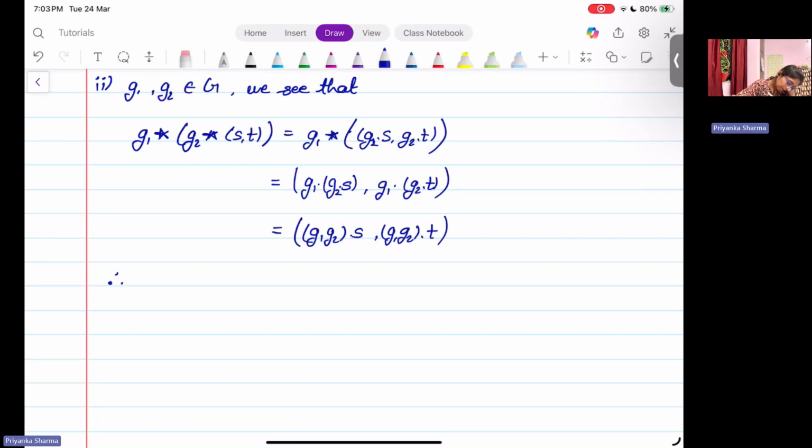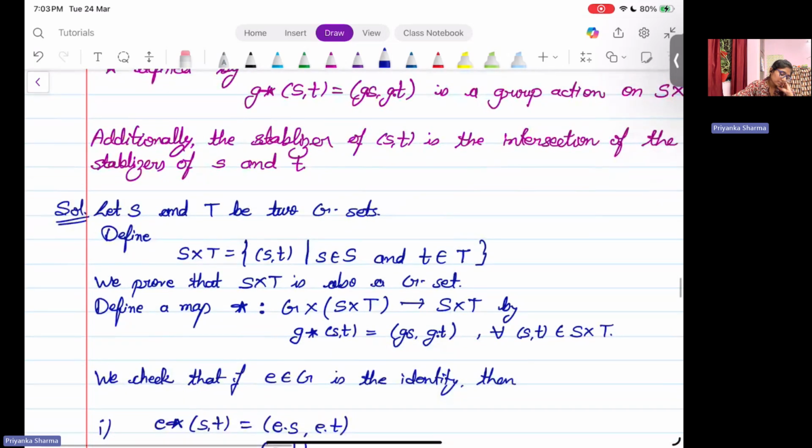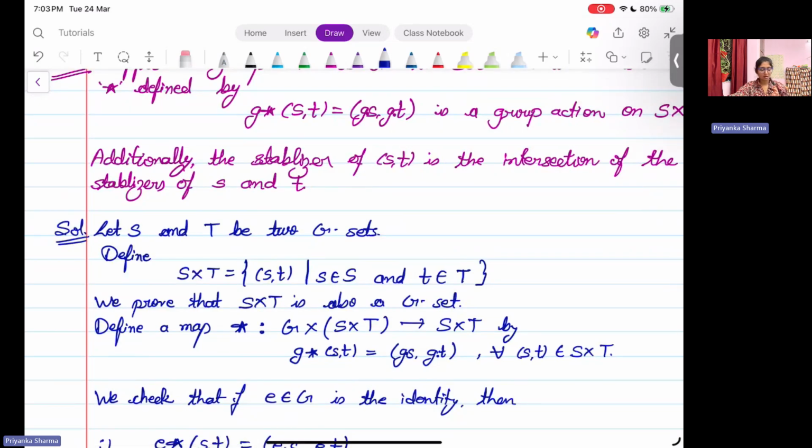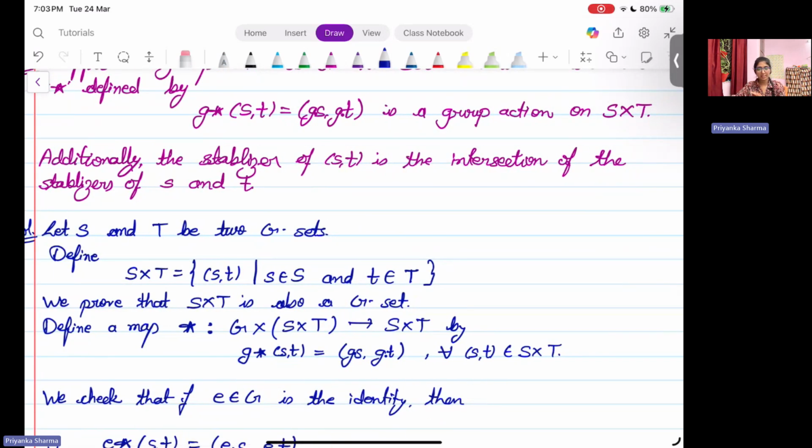Thus, we can conclude that star is a group action, or S cross T is a G set. Now, what is the stabilizer of some element (s, t) from this G set S cross T? The claim is that the stabilizer of (s, t) is the intersection of the stabilizers of s and t.